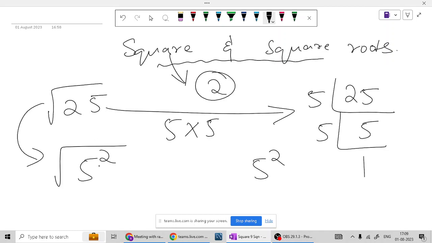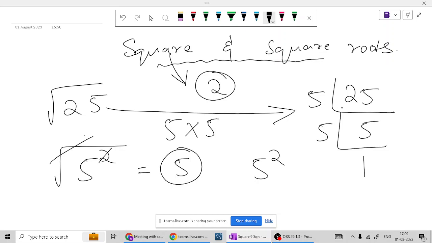So instead of 25, I've written 5 square. What is this symbol known as? Root. So the value of root is 2. This 2 and the root get cancelled. So what is left? 5, sir.